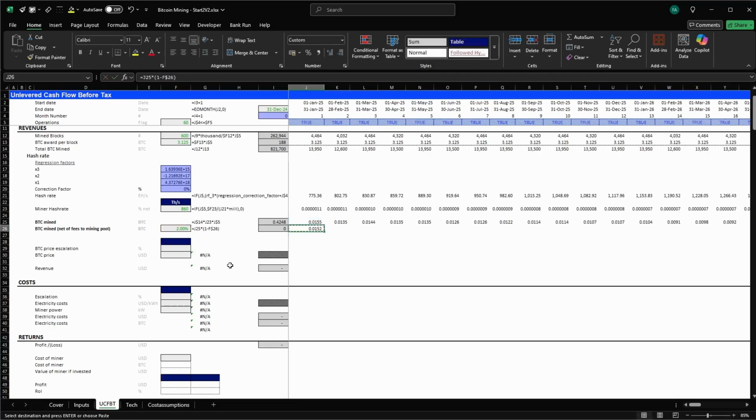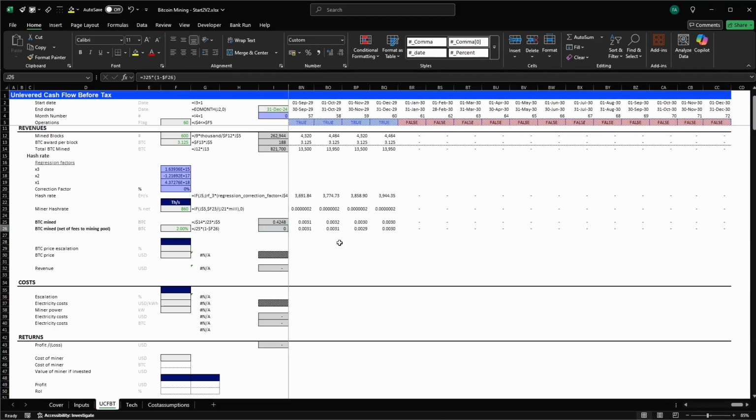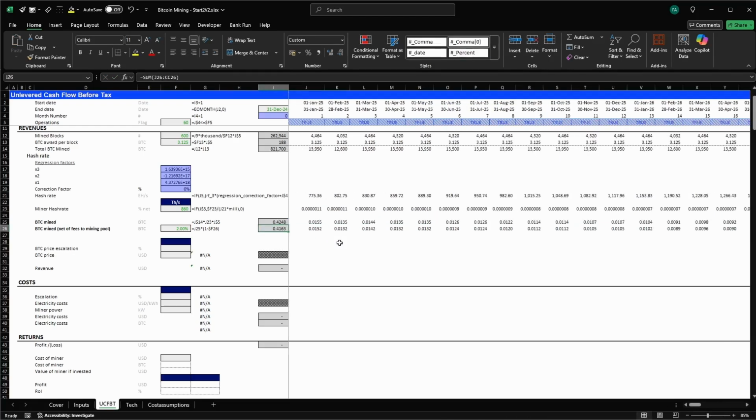There we go. Copy and paste, and there we go. Okay, didn't anchor things properly, of course. So here we have to F4 one more, and here that's it. So copy and paste. Hopefully now everything's correct, and I will just Control D to get the right amount. Okay, cool. So we mined 0.42, but we only get in our hands 0.41.